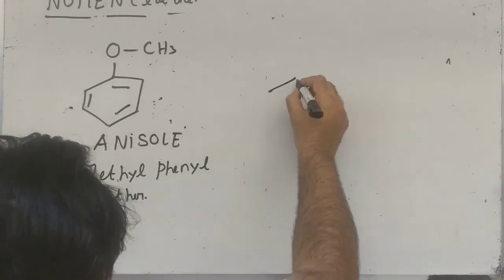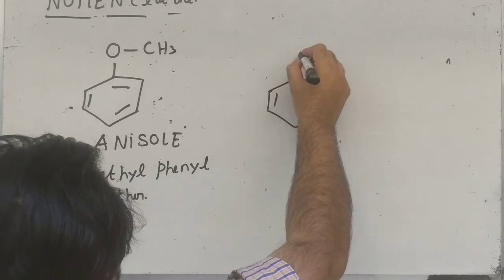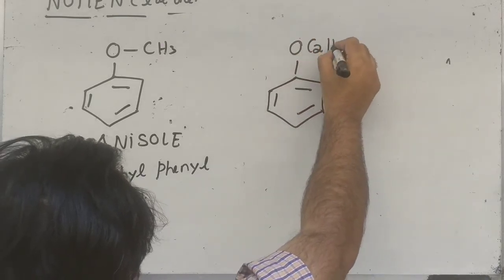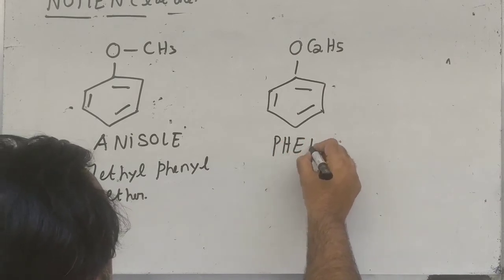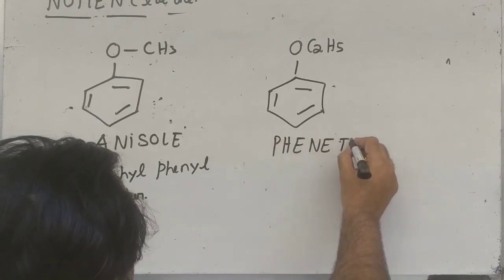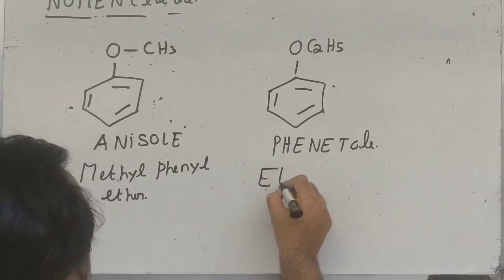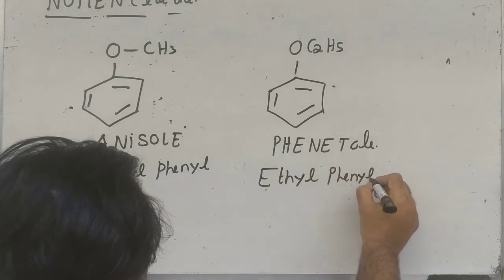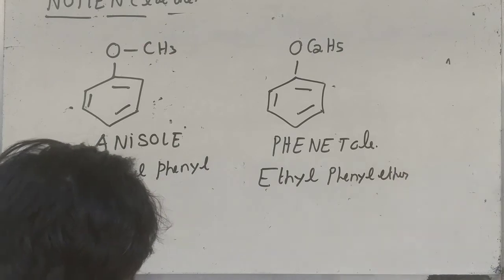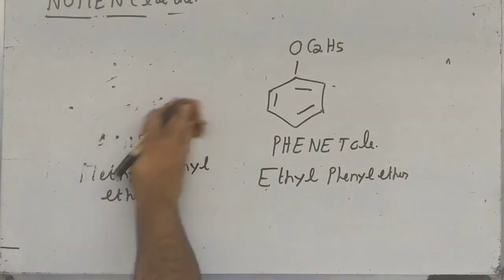Let us see the next member, benzene with OC2H5. This is commonly called phenetole. We can also call it ethyl phenyl ether. So this is as far as the common name goes. The common name was alkyl alkyl ether. Now let's see the IUPAC name.